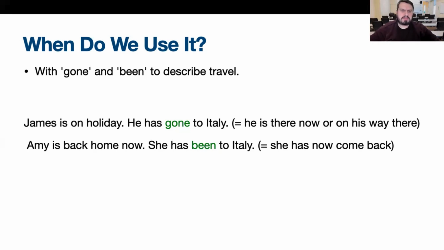Example, James is on holiday. He has gone to Italy. The reason why we use gone is because he is in Italy now, or he's going to Italy. He hasn't come back yet. And we use been because been means they've gone and then come back again. Because this, remember, has some link to the past, although we're still talking really about the present. I hope that doesn't confuse you.